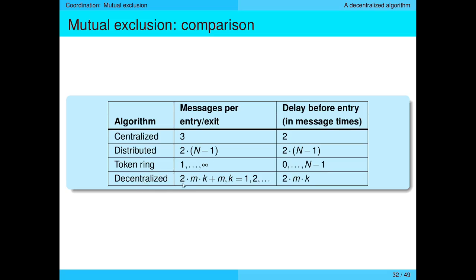Decentralized it is this value, you can see 2 into m into k plus m, where k is 1, 2 and so on, and the delay will be 2 into m into k. So this is something you can remember.